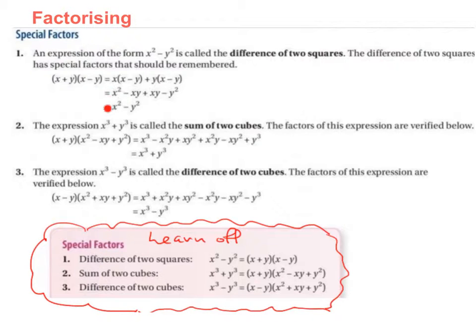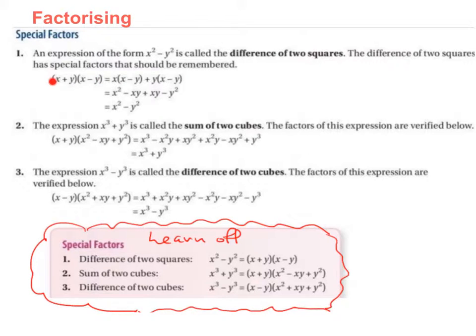So if we have a square number, a minus, and a square number, and we want to factorize them, we're going to have the square root of the first term in the front of each bracket and the square root of the second term in the back of each bracket, and we're going to have a plus and a minus. It doesn't matter which way we have the plus or the minus.